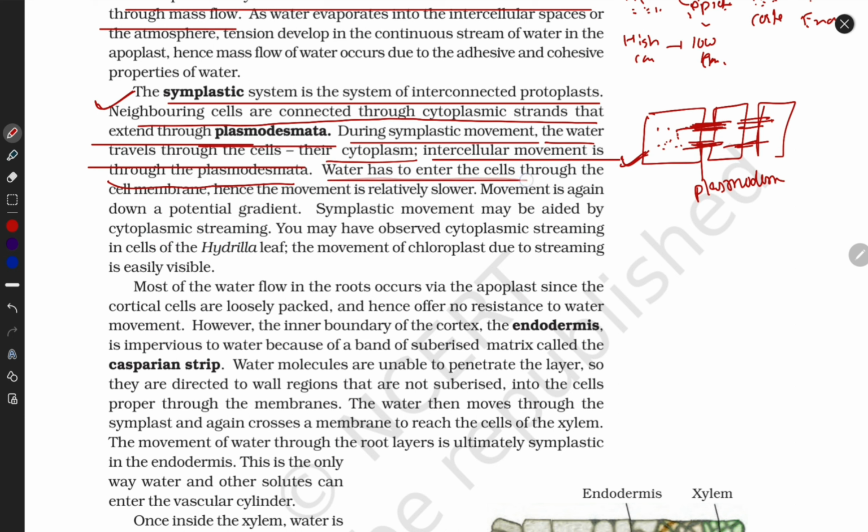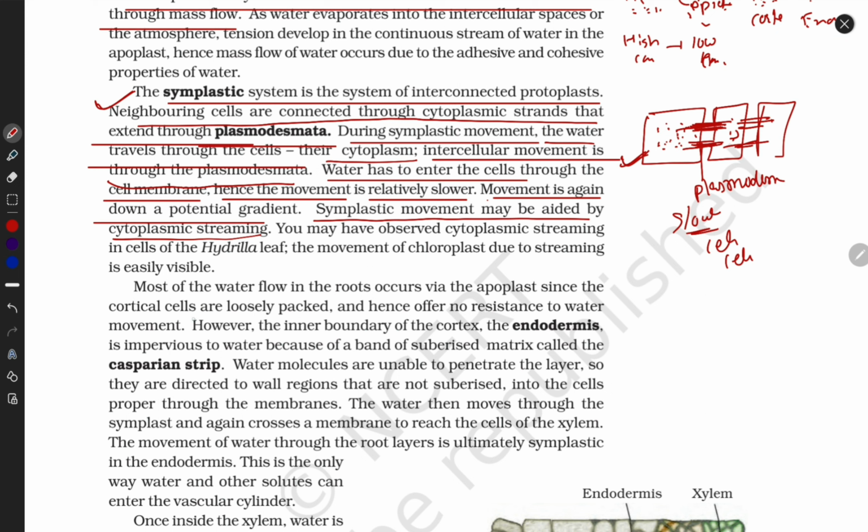Water has to enter the cell through the cell membrane, of course, hence the movement is relatively slower because there is a lot of cytoplasm, guys. Movement is again down a potential gradient. Symplastic movement may be aided by cytoplasmic streaming. And it is slower, as they cross the cytoplasm, the cell membrane, and the cell wall.